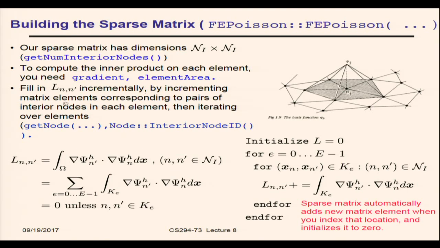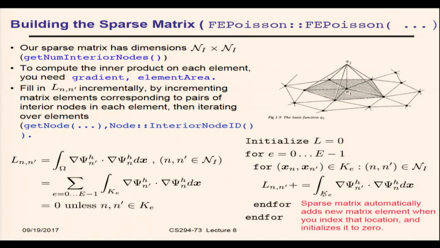To fill up incrementally, you need to, again, for each element, walk through the nodes that it's adjacent to, and then incrementally fill in ln. So this is get node, and what interior node ID. What is the absolute location of these abstract nodes in our vector? And then this is just a reprise of the mathematics that you'll be doing.